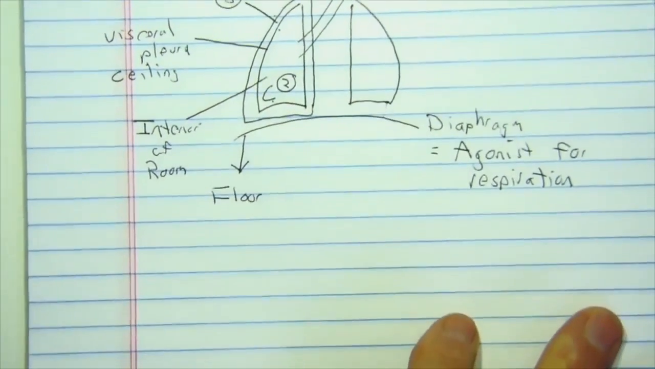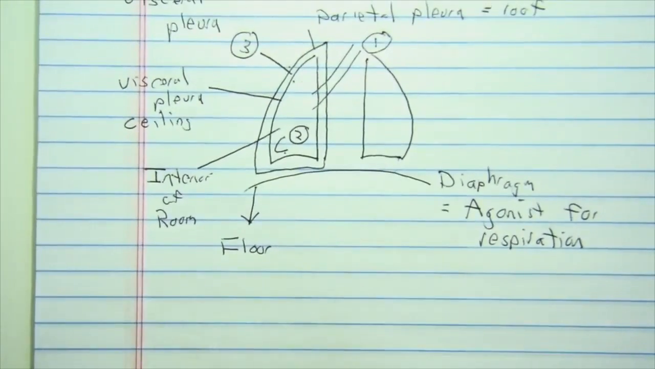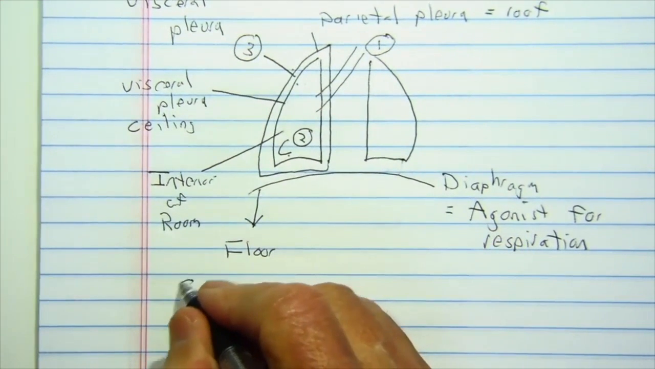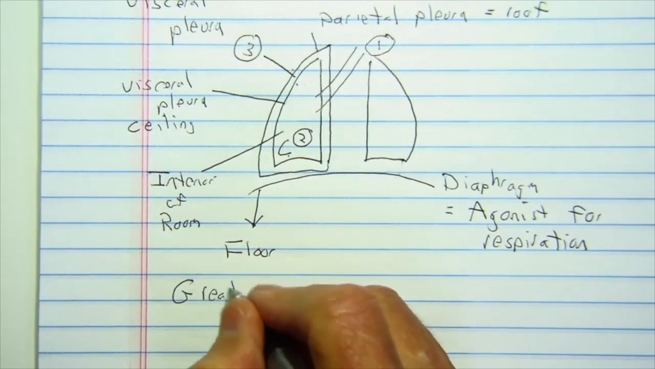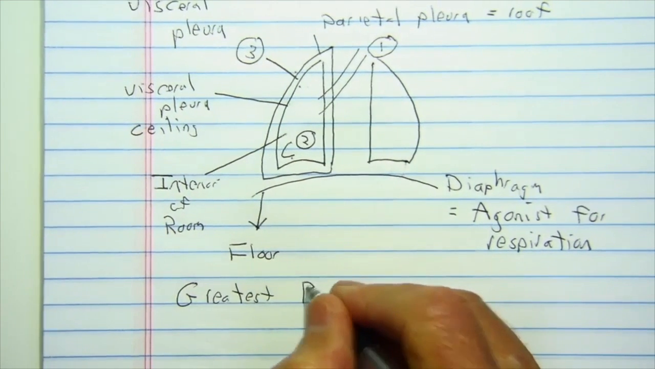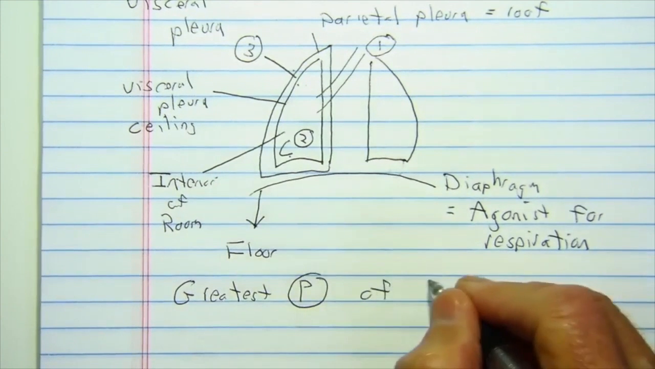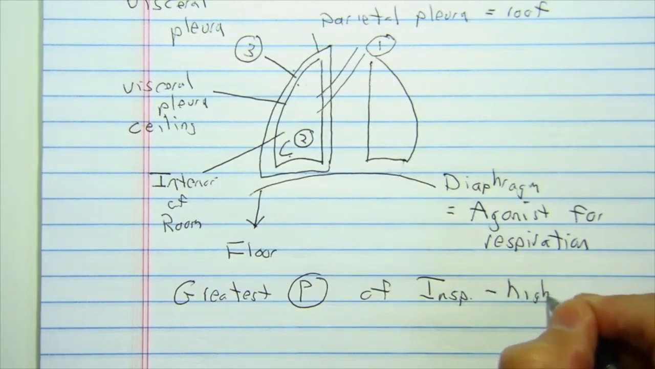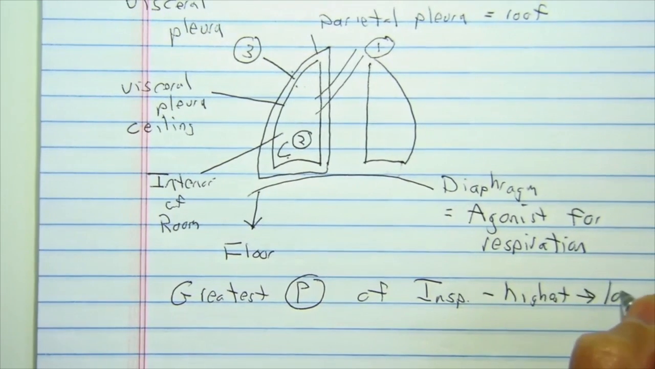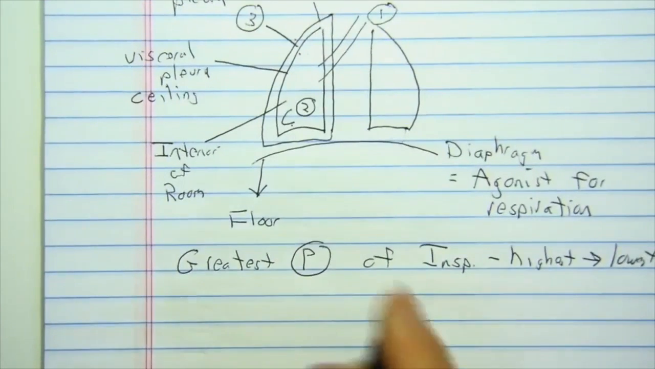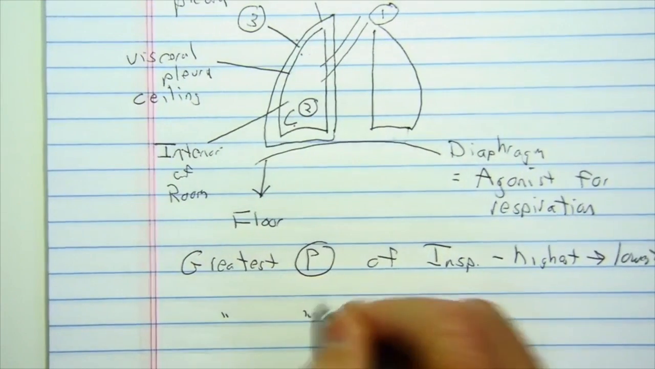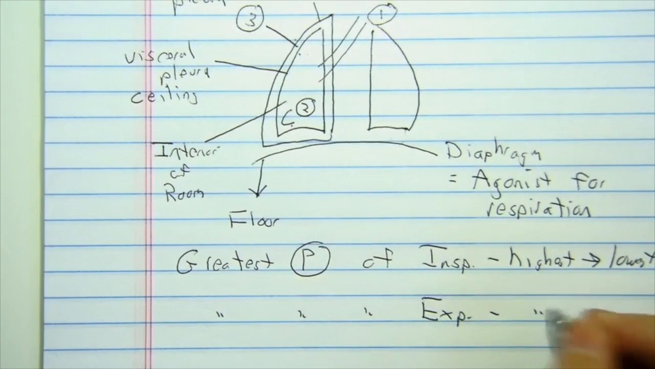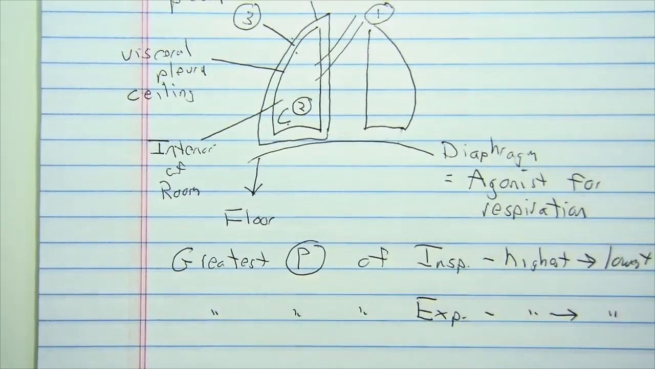Now, the way you can really test yourself to see if you really understand that is ask yourself, what's the greatest pressure of inspiration? So what's the greatest pressure, P for pressure, of inspiration, going from highest to lowest? And the same question is, what's the greatest pressure of expiration, going from highest to lowest? Well, let's see.